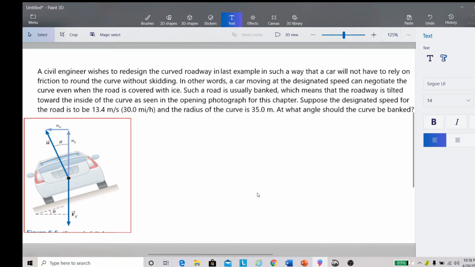Suppose that the designated speed for the road is to be 13.4 meter per second and the radius of the curve is 35 meter. At what angle should the curve be banked?